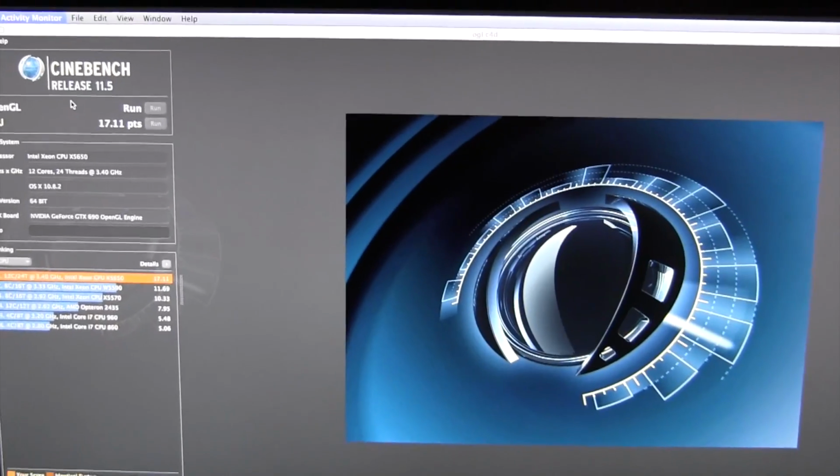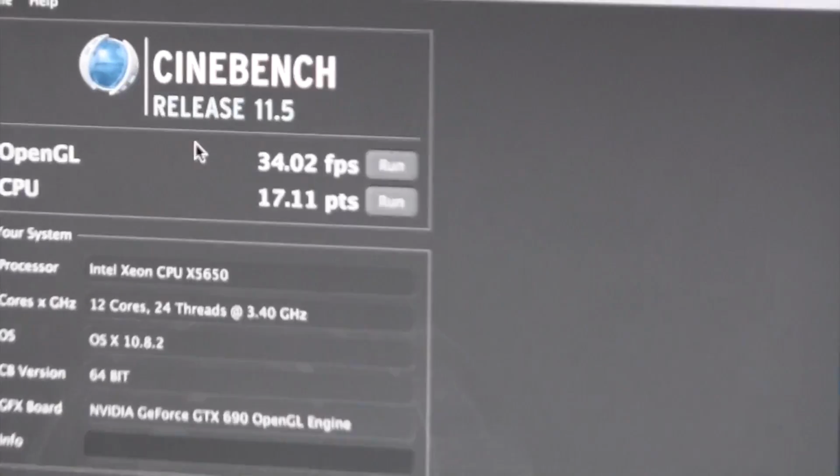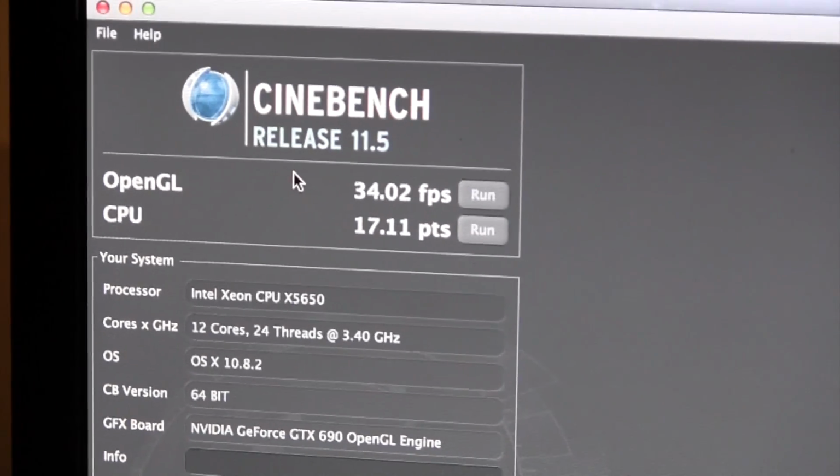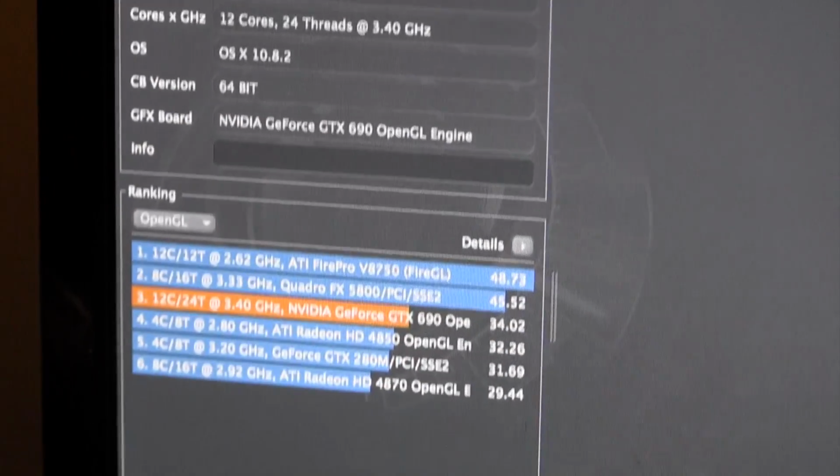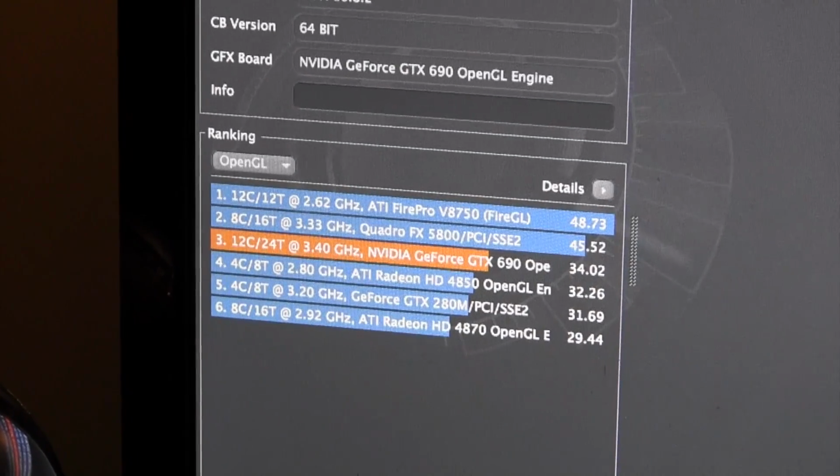After running the test, we come out with a score of 34.02 frames per second. This is by no means a horrible score, but considering the price of the card, how much video memory it has, etc., I actually did expect better.